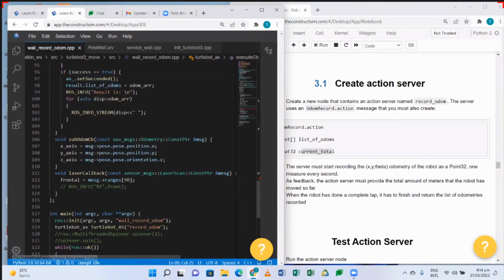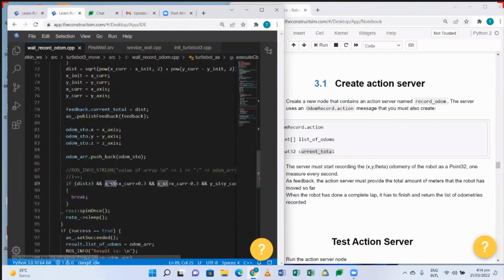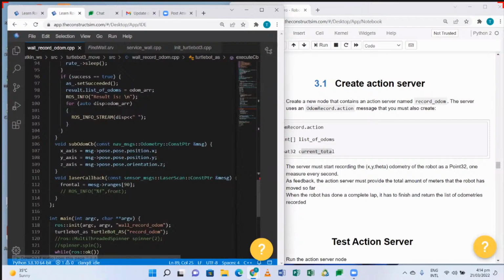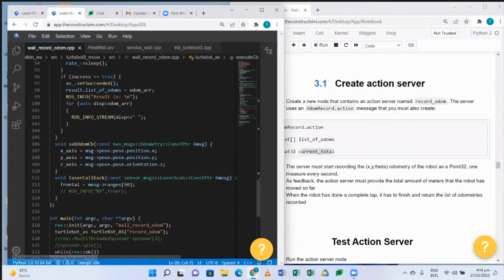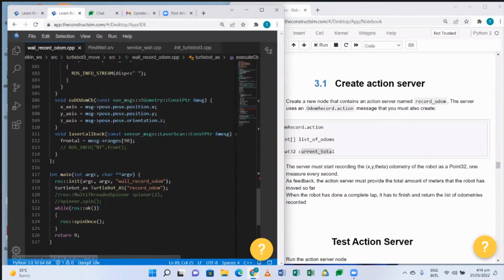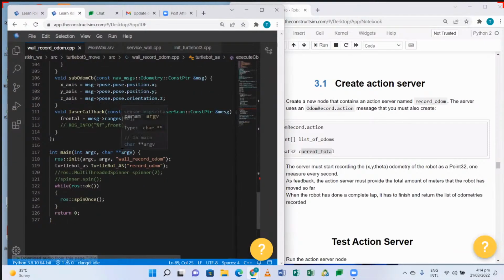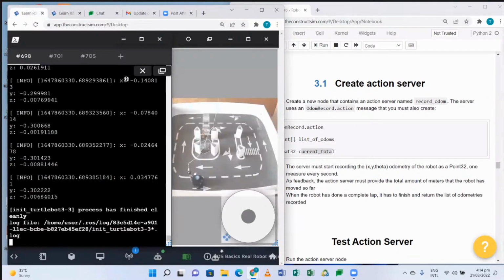Now, after breaking the loop, if the success is true and preemption has not been called, then it would store the value of this odom_array in the result list of odoms, and it would display the array value like this. And the rest is the odom callback function and the laser callback function, so that it may keep updating the values. So this was it, and I hope I'm clear.